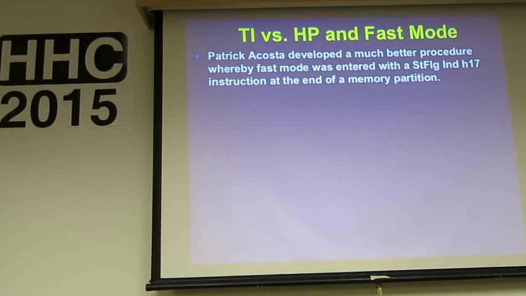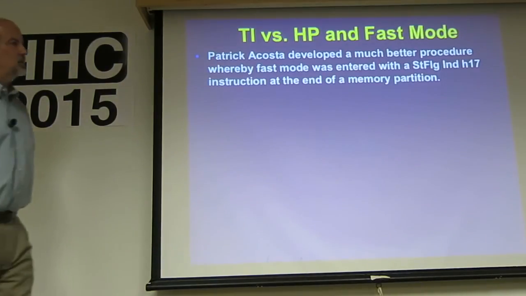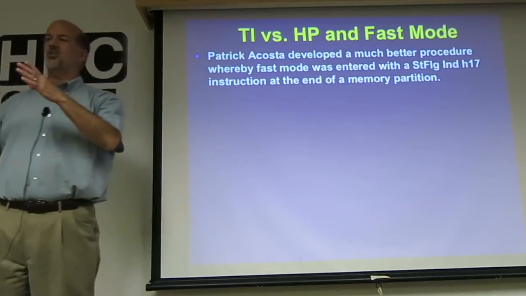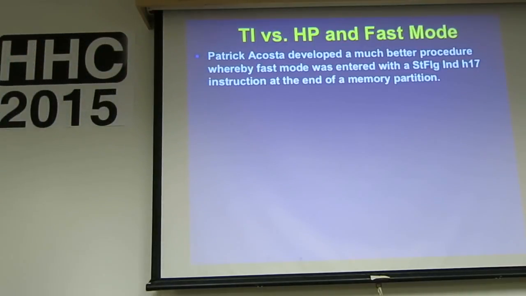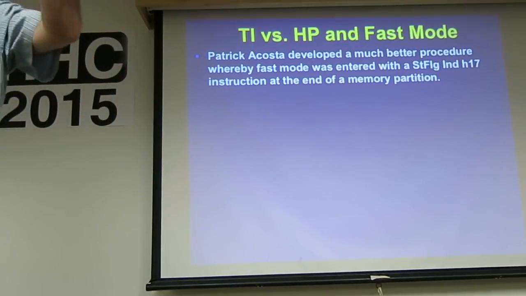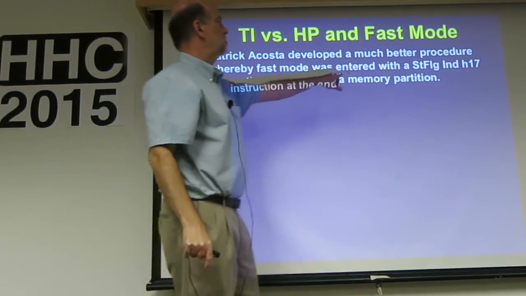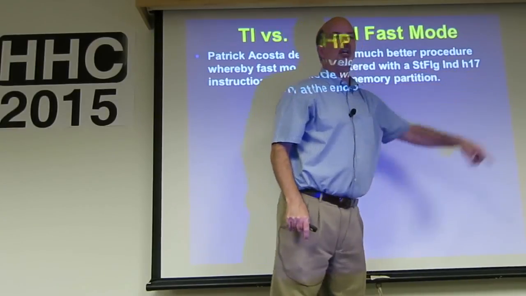Patrick Acosta, another name very highly famed in TI user history, developed a much better procedure. This is really strange: the calculator entered fast mode if, at the end of a memory partition, you could have 239 steps, 320, 480, you get to step 479, step 319, the very last step of the memory partition, no step beyond it, the last steps were a set flag indirect, and then a hex code.